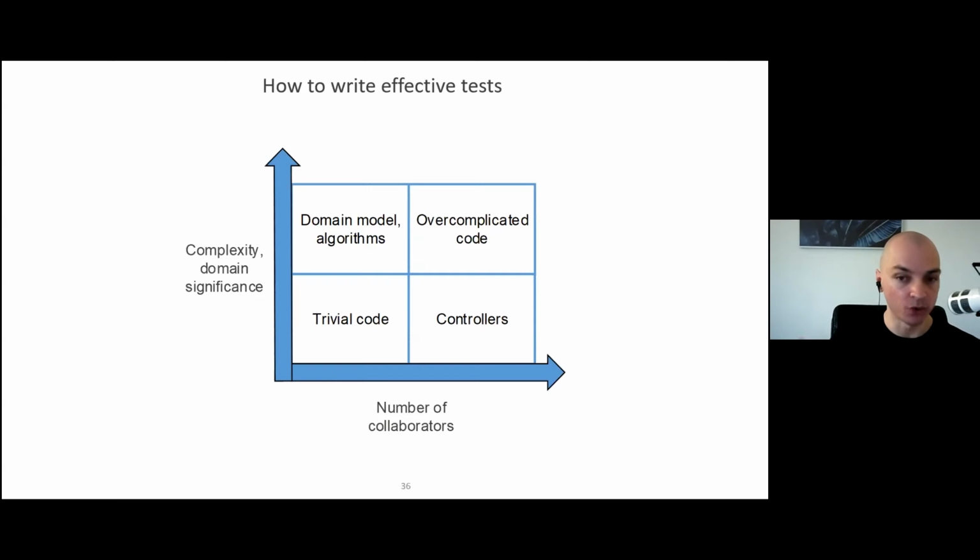But as I said, the overcomplicated code is the problematic code because it's risky to keep it without testing, but it's expensive to cover it extensively with tests. So what you need to do in order to unit test effectively is refactor this overcomplicated code and move it either to the quadrant of domain model and algorithms or to the quadrant of controllers. Basically, you need to split this overcomplicated code into controllers and algorithms.